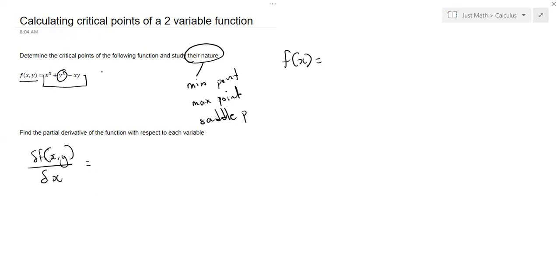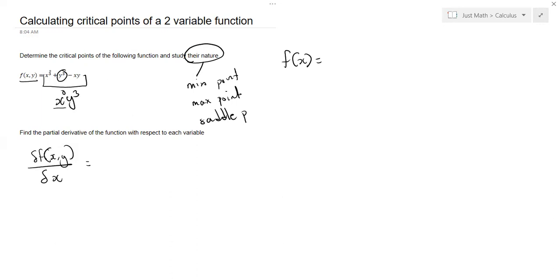Or anywhere there's no x around it, you would assume there's an x there, but x is raised to the power of 0, because anything raised to the power of 0 is 1. So what I like to do is two things: either I assume that the other variable, that's y, is just a constant, or where there's no x around it, I say it's x raised to the power 0, because anything to the power 0 is 1.